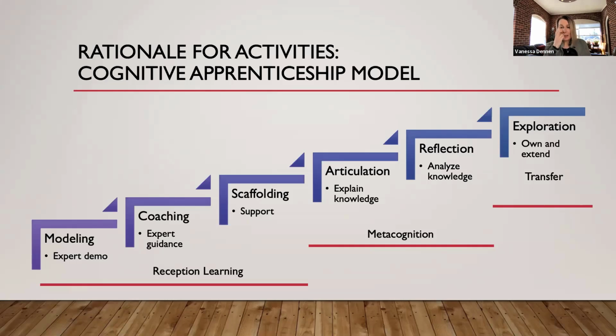But I like to think about this cognitive apprenticeship model in terms of where am I going to be giving learning information to my students, so the reception learning component of it, or where do I need to push them to now really start thinking for themselves? And that's going to be starting to get into those higher order skills with metacognition. And then this idea of exploration, which is when you can really own and extend the knowledge on your own, that matches up very nicely with creating, sitting up at the top of Bloom's taxonomy. So it's the highest order of skills.